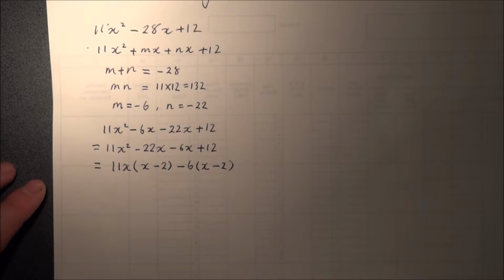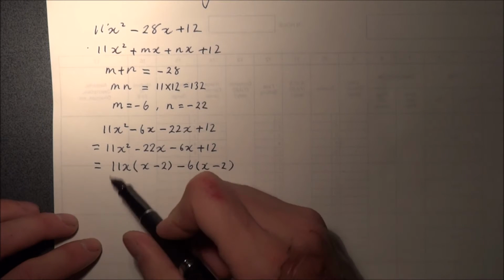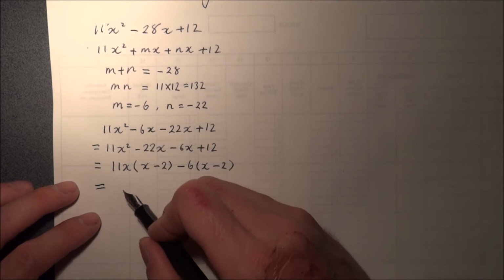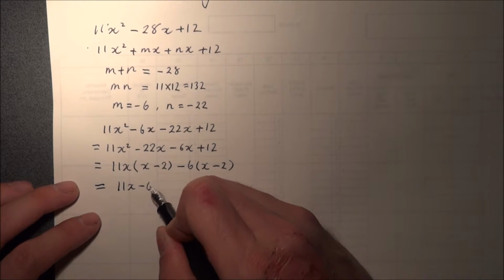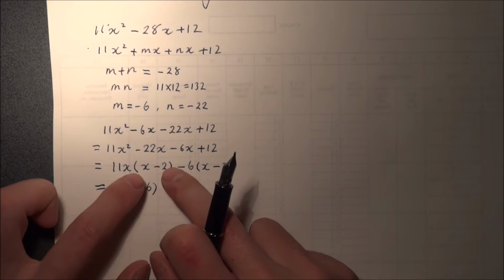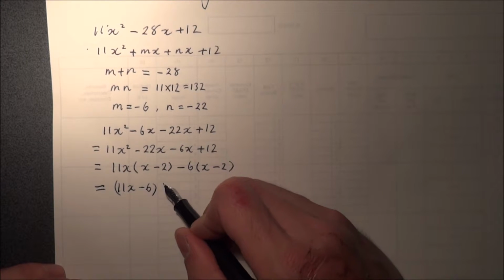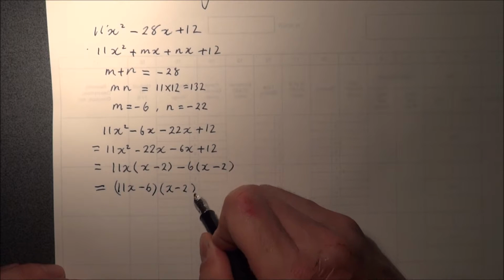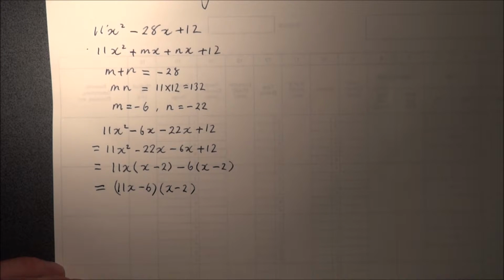Now, finally, the step going back to the original. So 11x minus 6, because we're taking out the common factor of x minus 2. So we just pull x minus 2 out of the parentheses. So there is that.